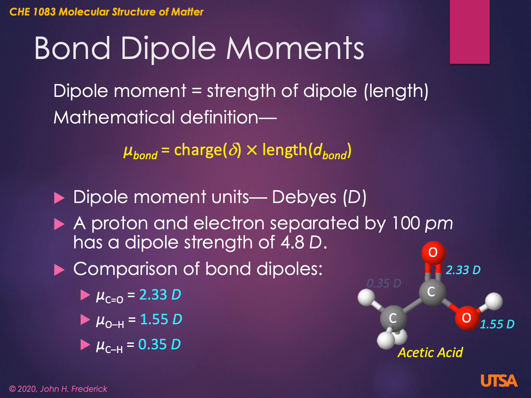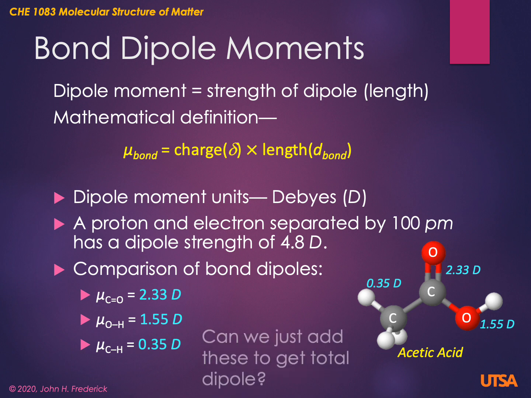This allows us to look at something like acetic acid, which is shown over here, and quantify the length of the bond dipoles in each of these different bonds. So the carbon-hydrogen has a length of 0.35 debye. The carbon-oxygen double bond has a length of 2.33 debye, and the bond dipole for the oxygen-hydrogen bond is 1.55 debye.